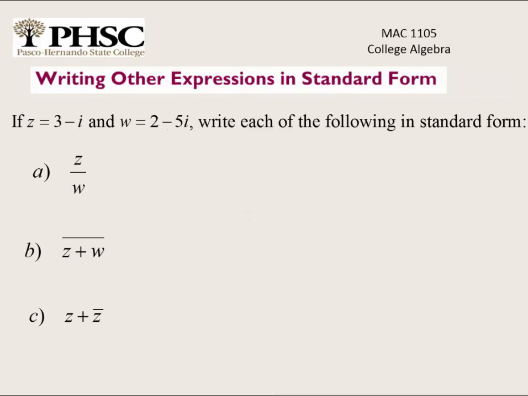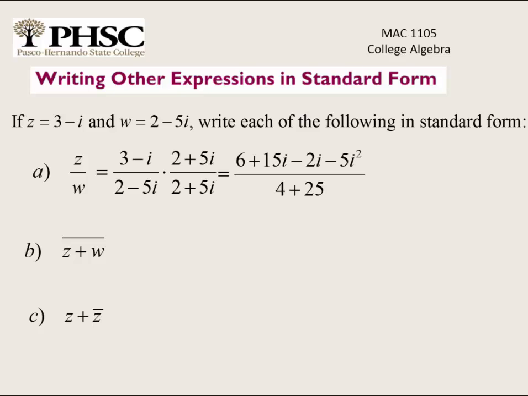So here we have some more examples. Let's say that z is 3 minus i and w is 2 minus 5i. I'm going to write each one in standard form. So z over w simply becomes 3 minus i over 2 minus 5i. We multiply by the complex conjugate of the denominator, and then we multiply it all out.